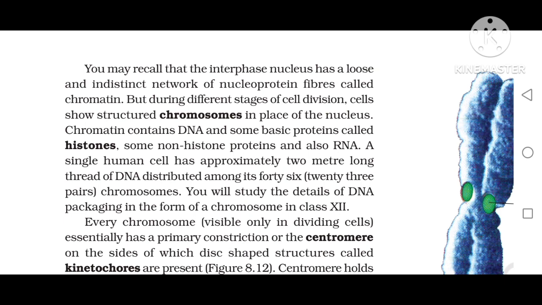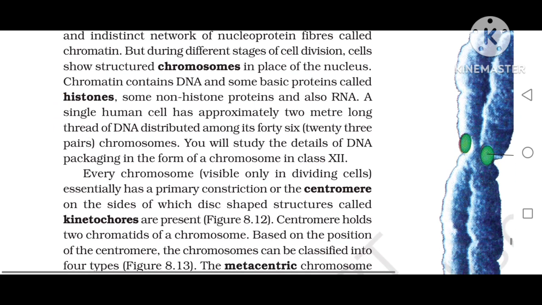You may recall that the interphase nucleus has a loose and indistinct network of nucleoprotein fibers called chromatin, but during different stages of cell division, cells show structured chromosomes in place of the nucleus. Chromatin contains DNA and some basic proteins called histones, some non-histone proteins, and also RNA. A single human cell has approximately a 2-meter long thread of DNA distributed among its 46 chromosomes, that is, 23 pairs. You will study the details of DNA packaging in the form of chromosomes in Class 12.